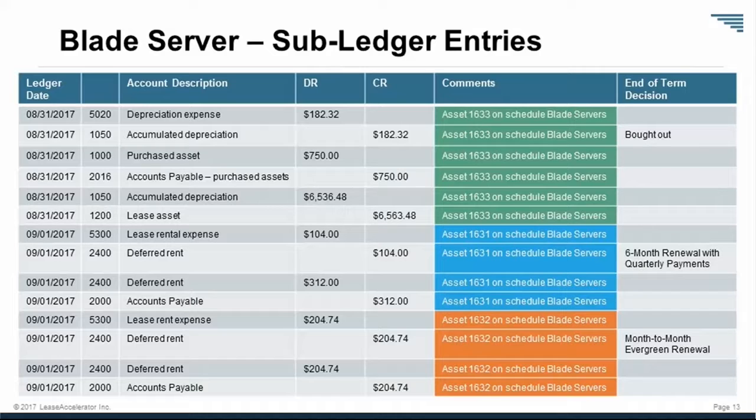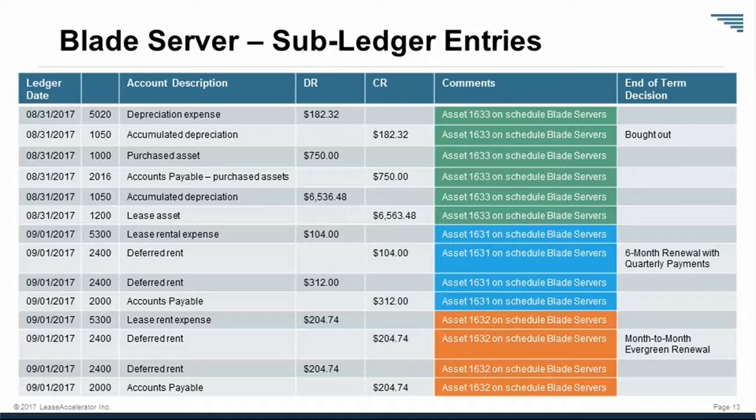So if you look at the first section for server 1633 in the comments column, in the green, you'll see the accounting for the bought out server. You'll see the depreciation expense for that asset in the last month, the recording of the buyout for $750, and the reversal on your books of the balance and accumulated depreciation and the original present value capitalized for that server. So all of these entries, of course, need to occur or you have incorrect accounting.